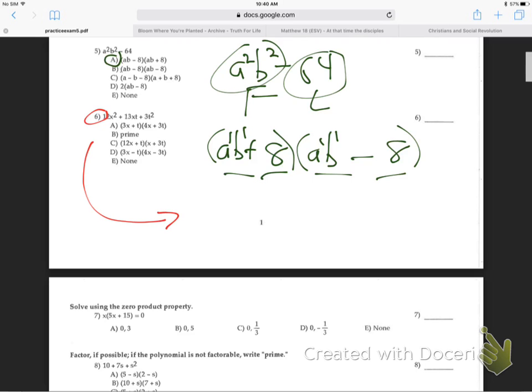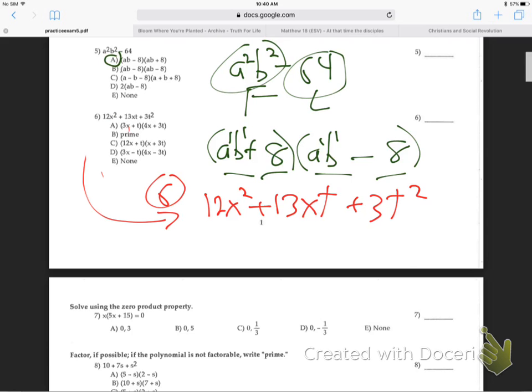Number 6. Let's do that one. 12x squared plus 13xt plus 3t squared. Wish they wouldn't use t's. All right, first step: is there any GCF? Is there any number they pull into the front? No, there's no GCF, so just dive right in. What are you going to do for three terms? Two parentheses. We're thinking FOIL. For two terms we do FL, three terms we do FOIL, right?